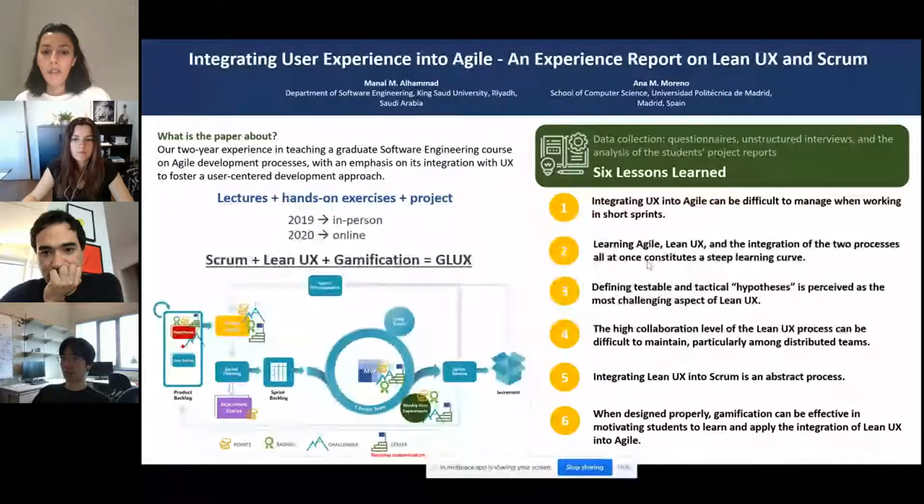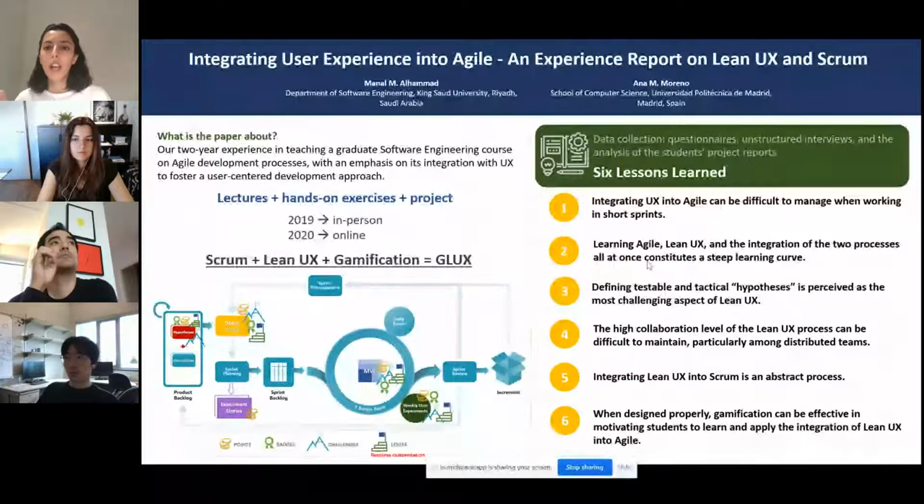We had a really difficult time getting the students to understand what a hypothesis is and what it represents. The fourth lesson that we learned is that the high collaboration required by the Lean UX process is very difficult to maintain. The Lean UX process encourages collaborating on every tactic or practice, in designing, in experimenting with the users, and in building the MVP.